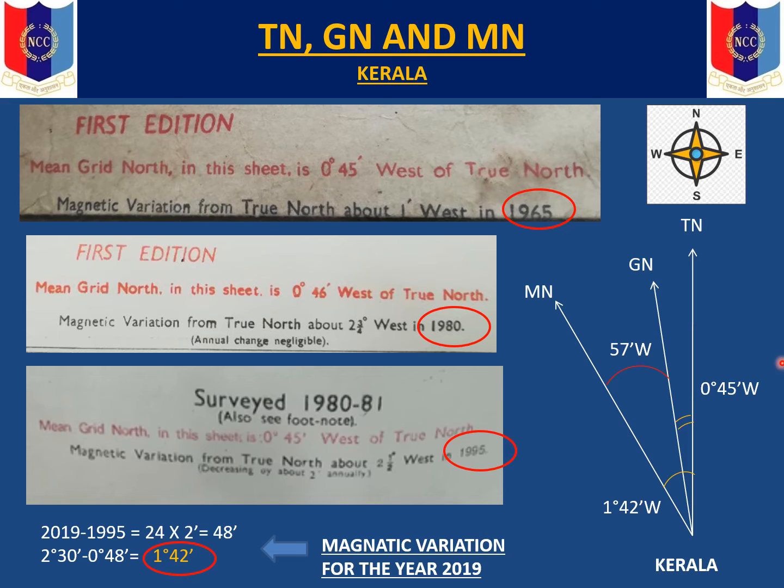And now the difference between the grid north and the magnetic north would be 57 minutes west. Now how do you get this? You have to deduct 45 minutes from 1 degree 42 minutes. You will get 57 minutes.